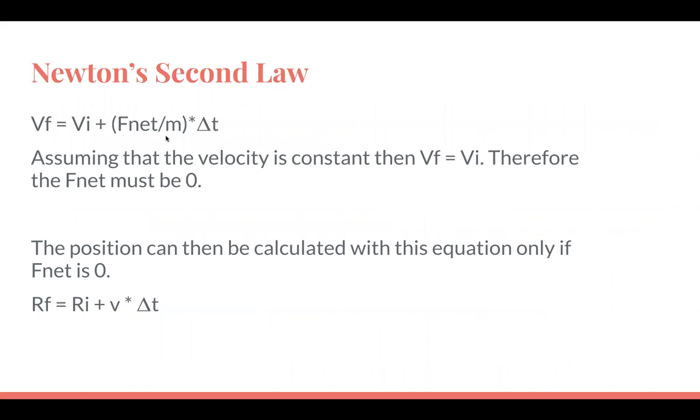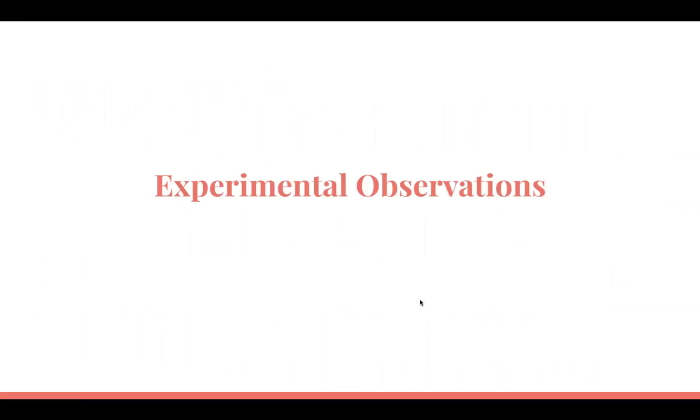So here's Newton's second law, and assuming that the velocity is constant, then the velocity final is equal to velocity initial. And that means that the F net must be 0. And the position can be calculated with this equation only if the F net is 0.